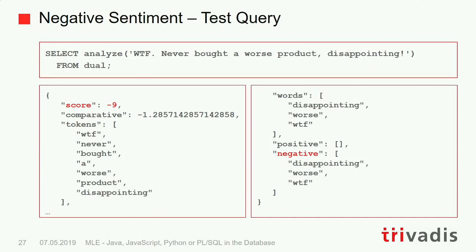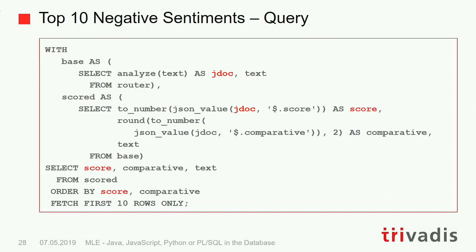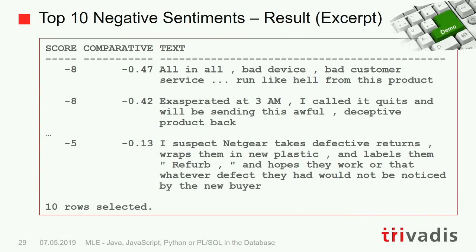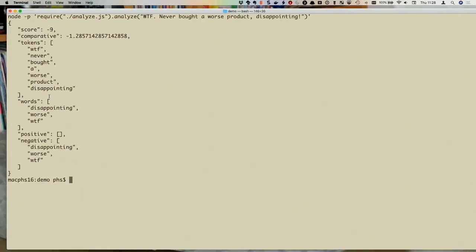Okay, and then I may use this function in SQL as we know it. Here with a simple example from dual, or better, the use case I wanted to solve initially. So what I do here is I select from the router, I use this analyze text to get a JSON document, and then I get out the score and the comparative values based on the JSON functionality available in the database. And then I limit the total results to the top 10 negative results. That's SQL we all know. So that's the result. I just show that step live.